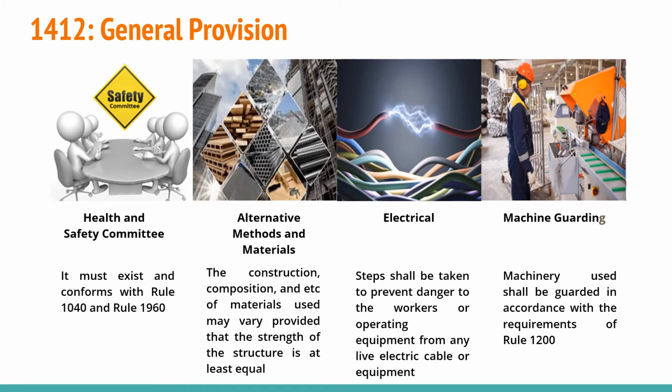Next is alternative methods and materials. The material used may vary, provided that the strength of the new material used is at least comparable to the intended material. Next is in terms of electrical matters. Steps shall be taken to prevent danger to the workers, especially involving live wires due to electric cables of equipment. And for the last thing on this slide, machine guards shall be utilized in accordance with Rule 1200, or the machine guarding rule. All dangerous parts of driven machinery shall be effectively guarded unless so constructed or located as to prevent any person or object from coming or being brought into contact with them.